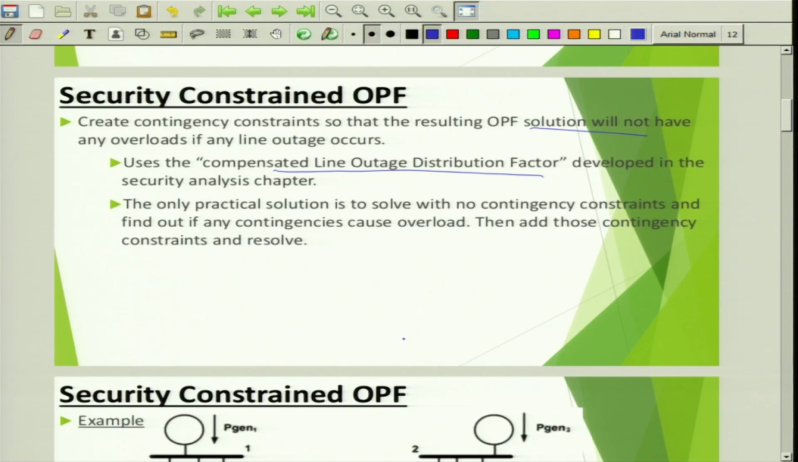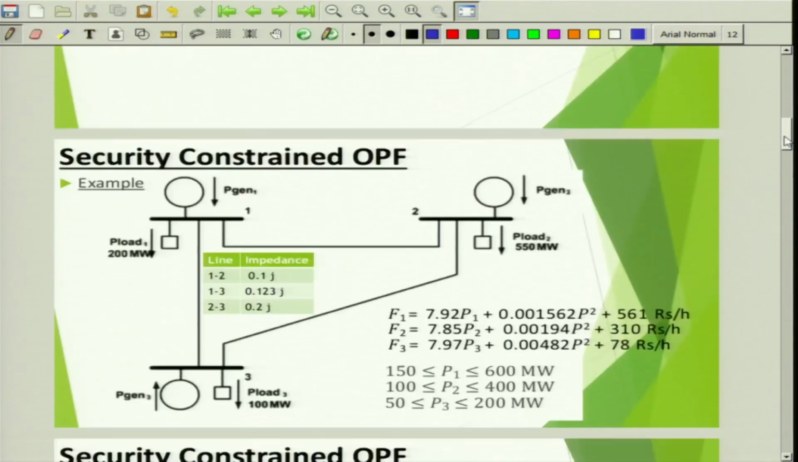We have discussed the generation output outage factor and line outage distribution factor. So, the only practical solution is to solve with no contingency constraints and find out if any contingency causes overload, then add those contingency constraints and resolve. First solve without any contingency constraint, then find out if any contingencies cause overload, then include contingency constraints and resolve the problem. So, let me take one example.